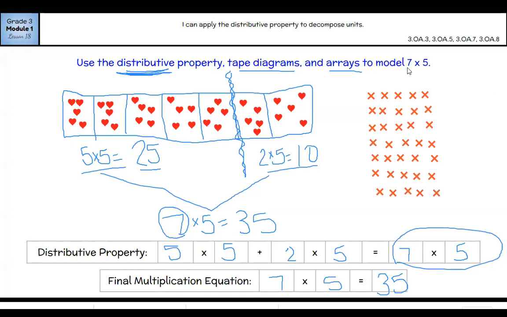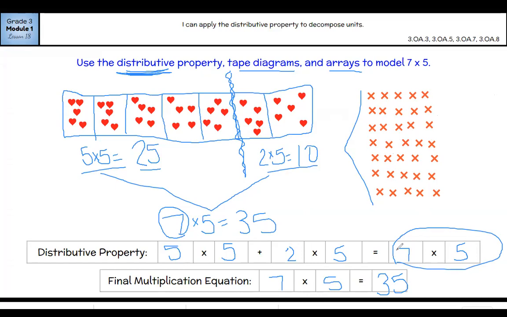Okay, so this array should still give me the same answer as the tape diagram gave me and the distributive property gave me. The array should give me the same answer. So let's count 5, 10, 15, 20, 25, 30, 35. Yes, it still gives me the same answer.